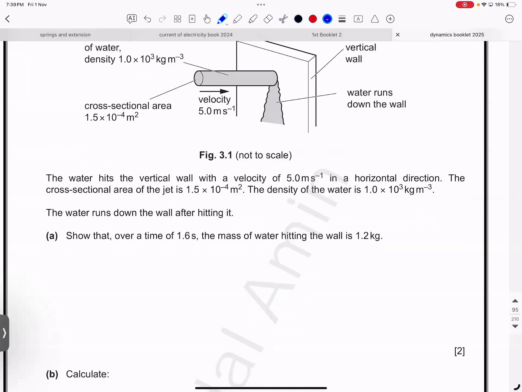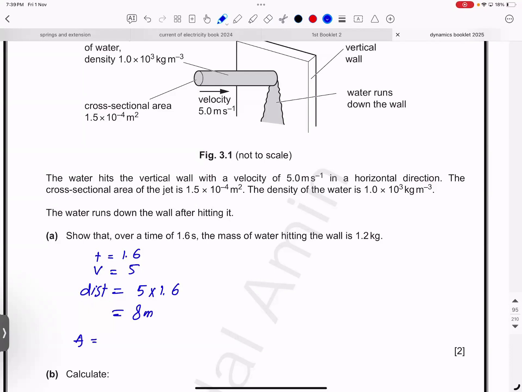My dear students, just for your knowledge, accept this challenge. They say over this time, this much mass hits, right? The horizontal speed is constant. So in time 1.6, at what speed does it hit? 5. So the distance traveled through this specific cross-section area is 5 times 1.6. It will cover 8 meters.